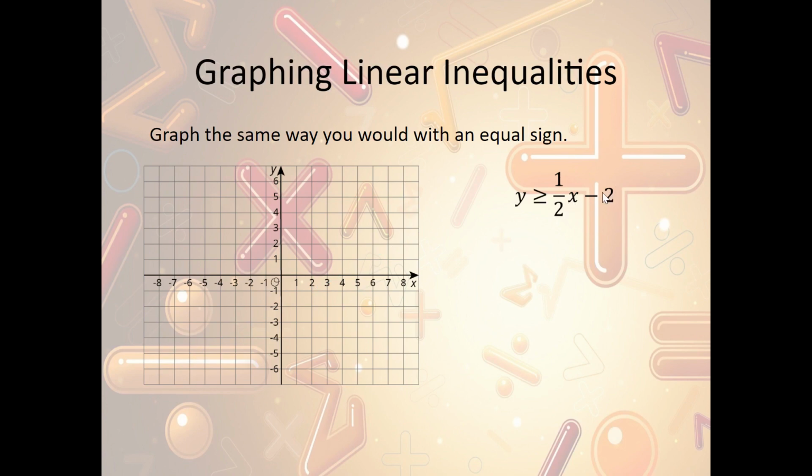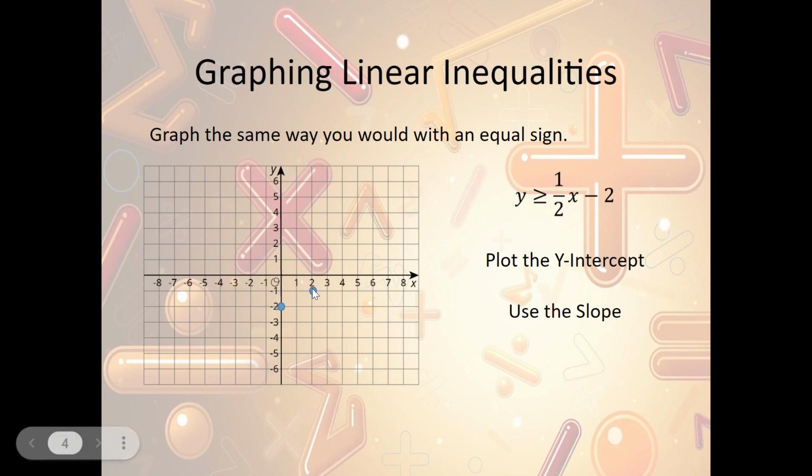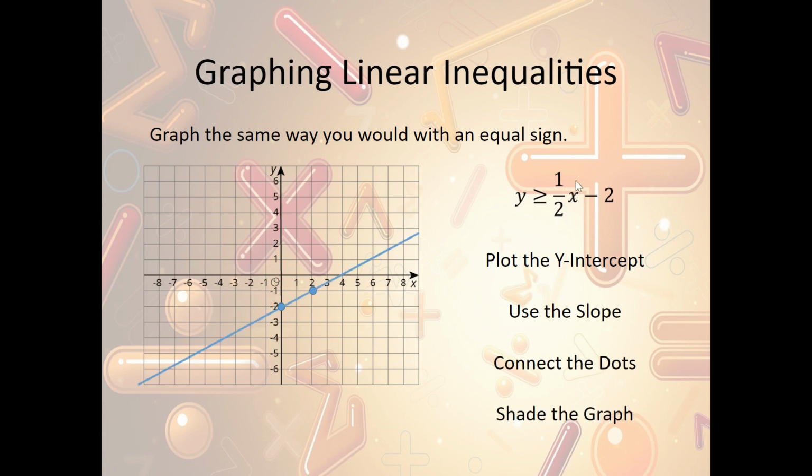So just like we did before, we're going to plot the y-intercept, which in this case is -2, so I go down 2 and plot that point. Then I use the slope to plot the second point. Well, this is change in y, so we're going up 1 to the right 2. So we go up 1 to the right 2, plot my point, connect the dots, and now I have my line. Now the difference is we're going to shade where the y values are bigger than the line.